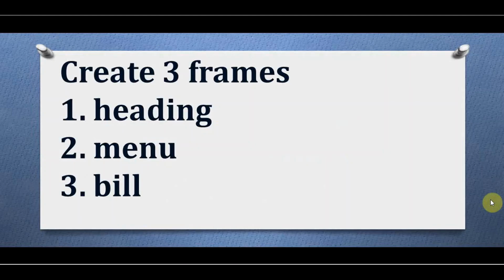After that, we are going to create 3 frames inside that root window. The first frame is to display the heading that must be placed at the top, and the second frame is for displaying the menu placed at the left side, and the third frame is for generating the bill that will be placed at the right side of the window.